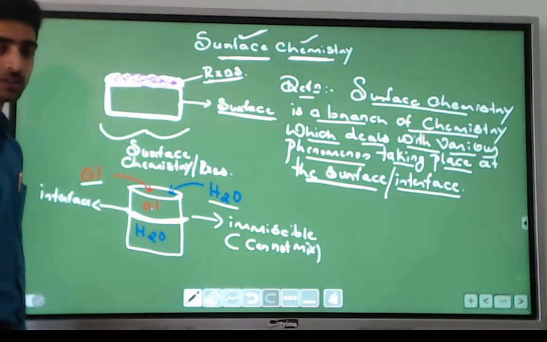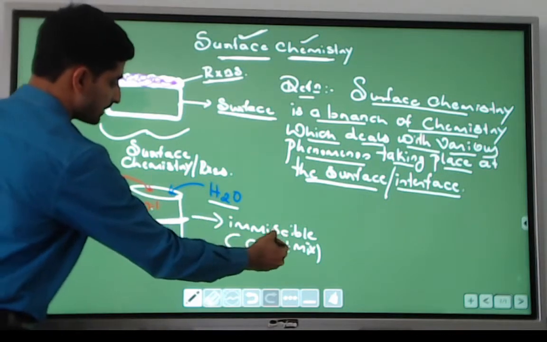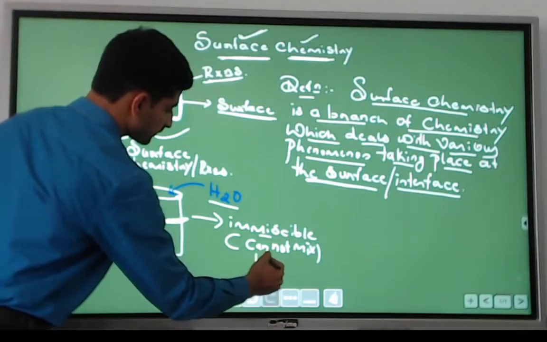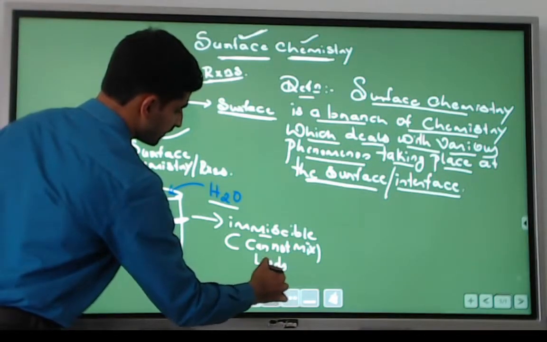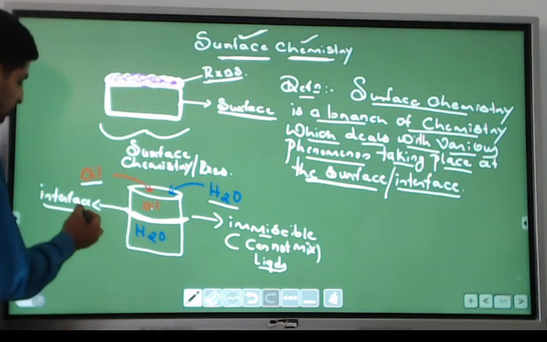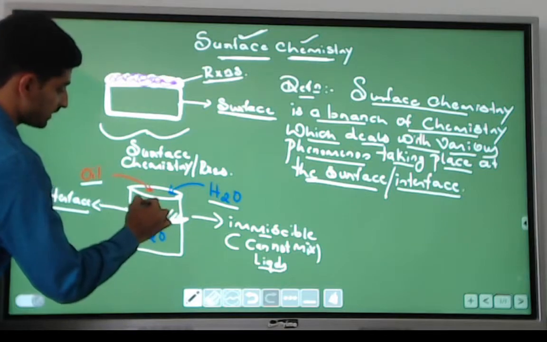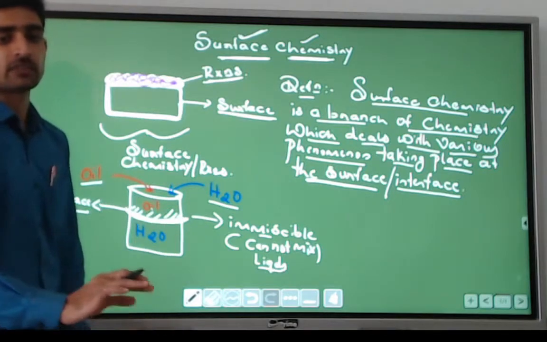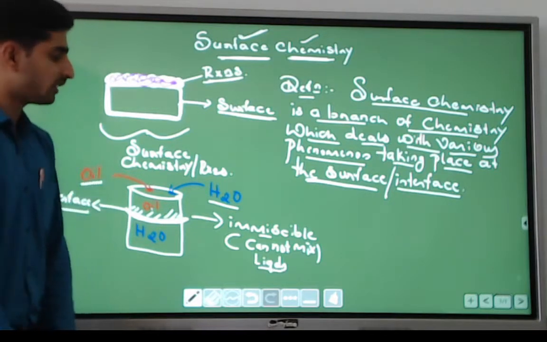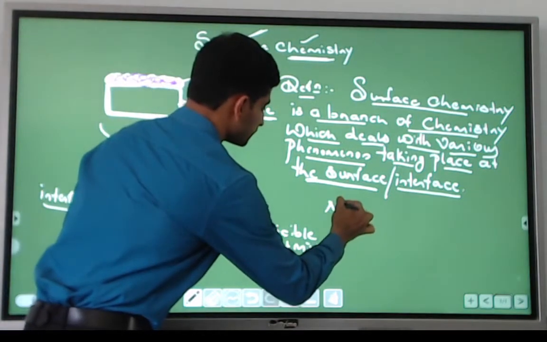That is called as what? Interface. An imaginary line that is separating two immiscible liquids is called the interface. And if any type of reaction takes place at this place, it is called surface chemistry. It is called as what? Surface chemistry. Now, the node point.